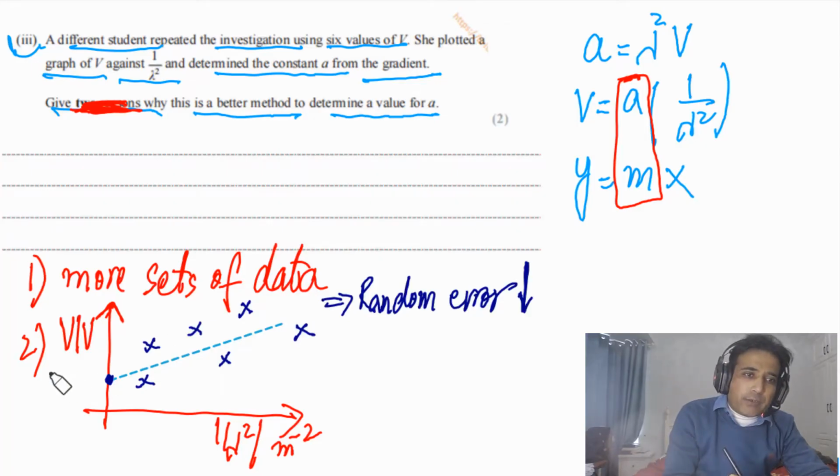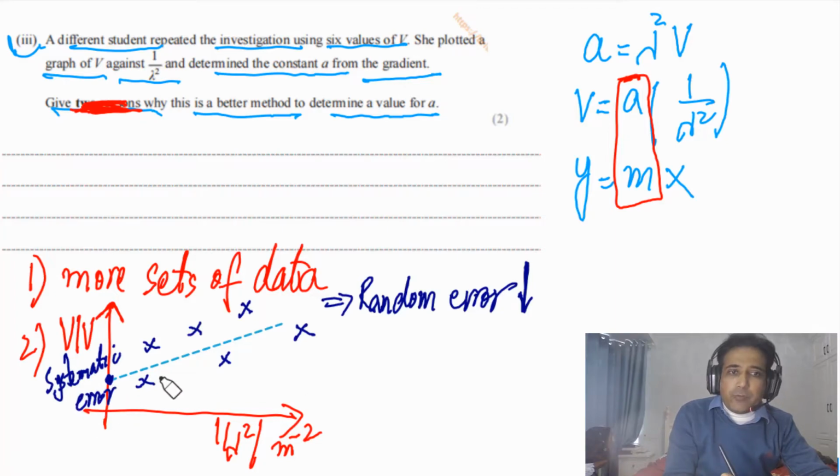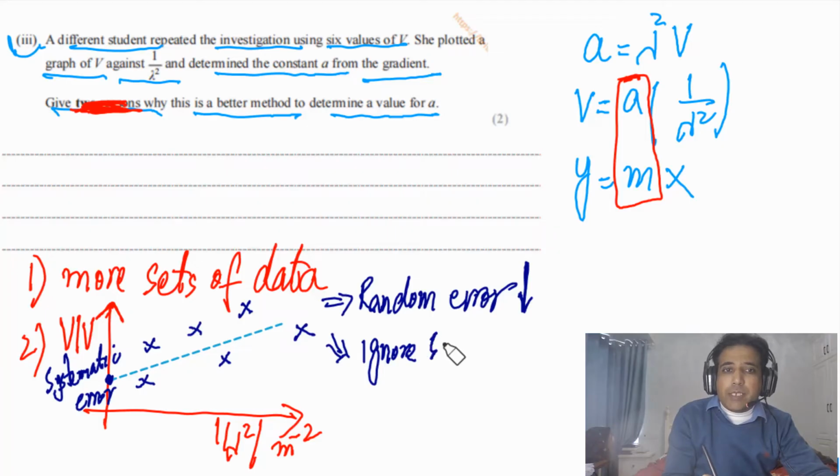So let me write on here. So this means there is systematic error. So simply we can say there is systematic error. So if we draw the best fit line and we calculate the gradient of this best fit line, it simply means that we are ignoring systematic error. Means we can ignore systematic error.